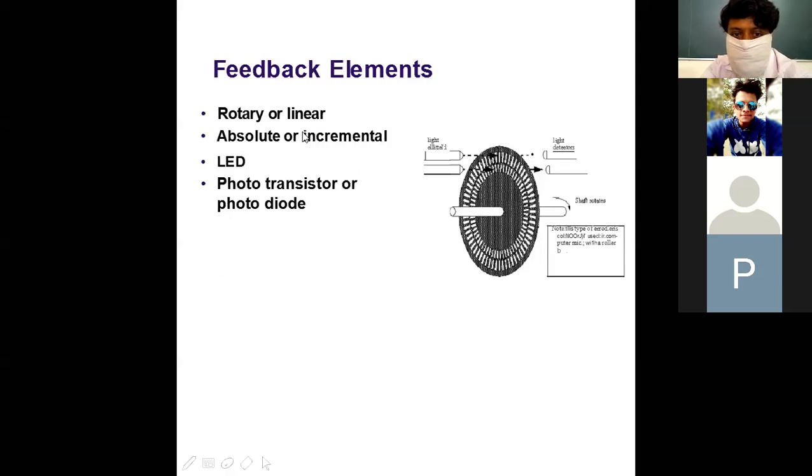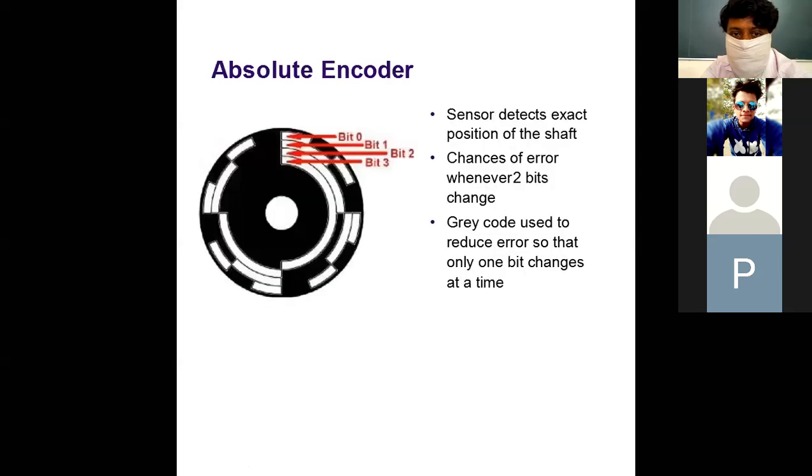Then there are absolute or incremental feedback elements. They are also called encoders. Okay. So some electronic things are coming over here. Bit 0, bit 1, bit 2, bit 3. So what does this say? Absolute encoder. The sensor detects the exact position of the shaft. Okay. Now what happens? We have a shaft over here, and we have this particular plate system mounted on the shaft.